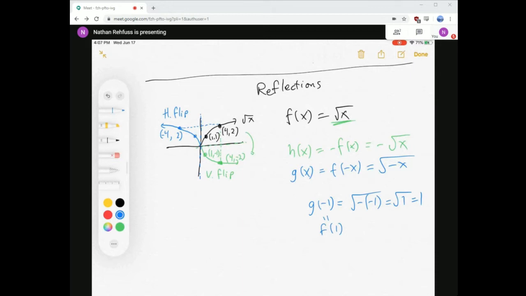So we have -1, 1 right here, for the same reason that +1, 1 is right here. So every point gets flipped over the axis, and that's a reflection.